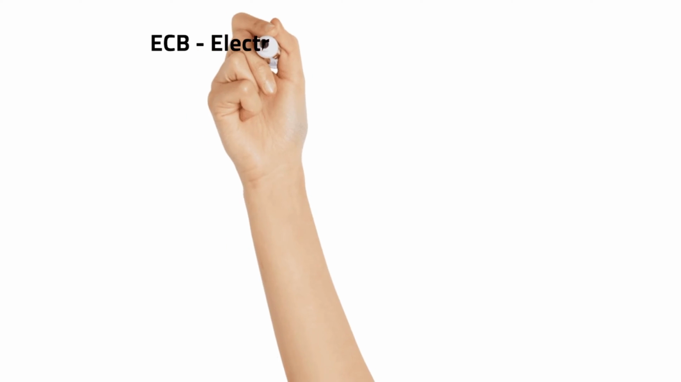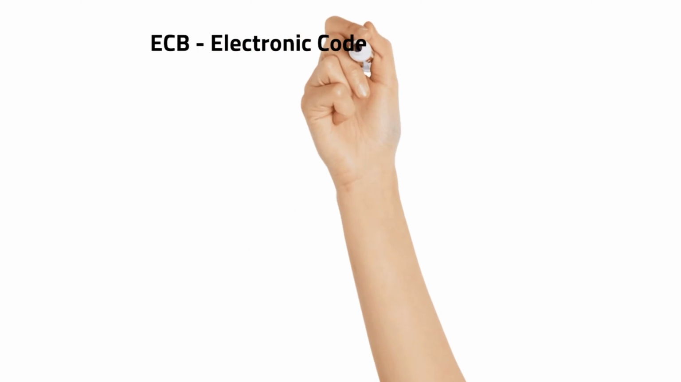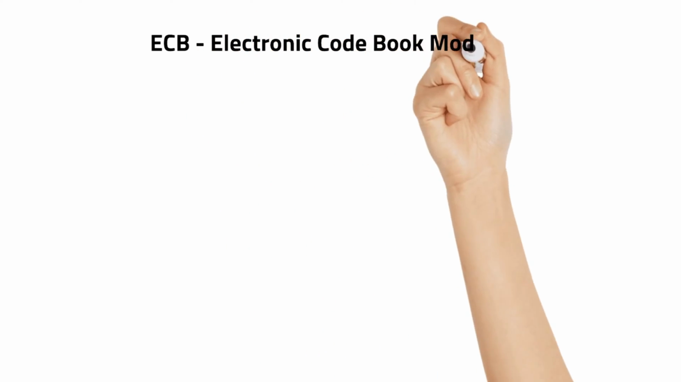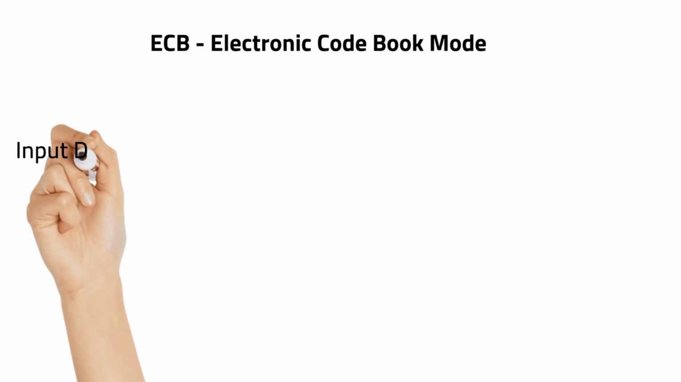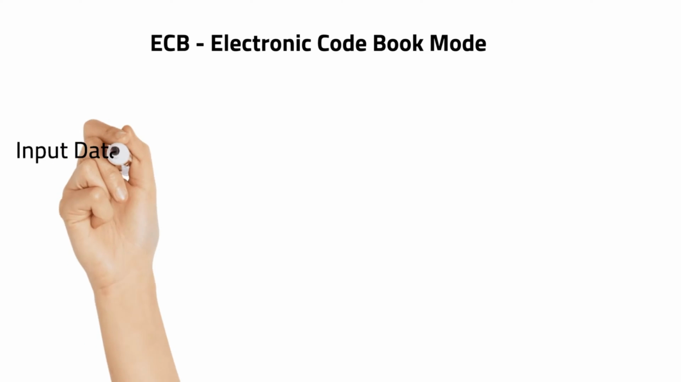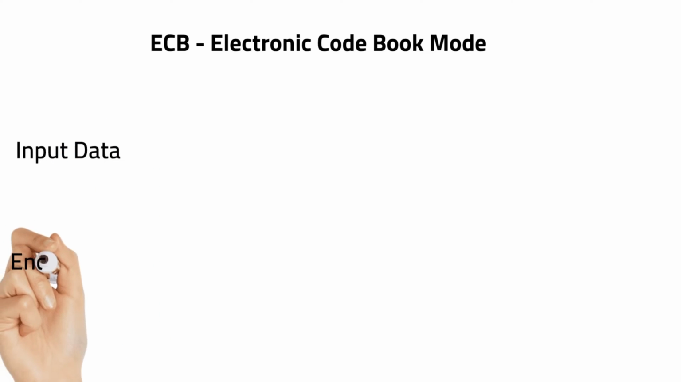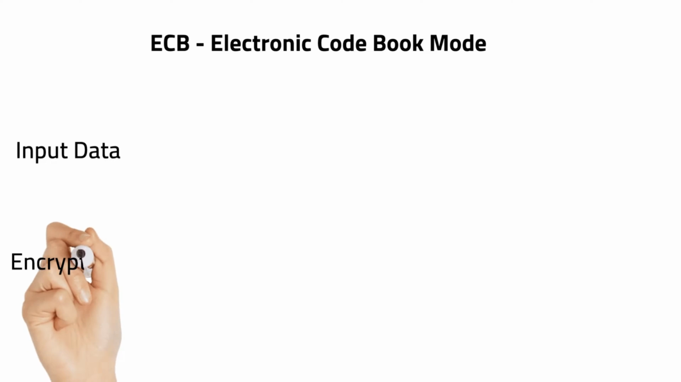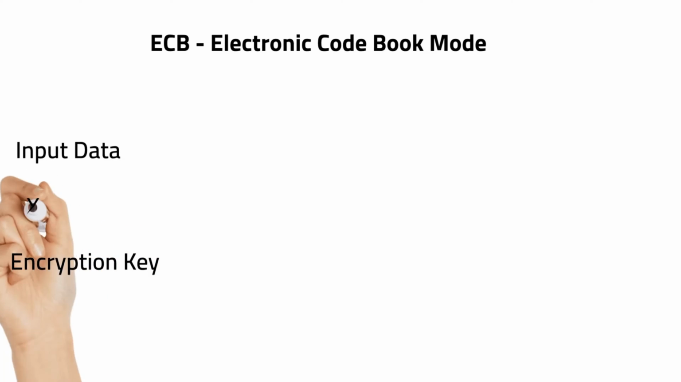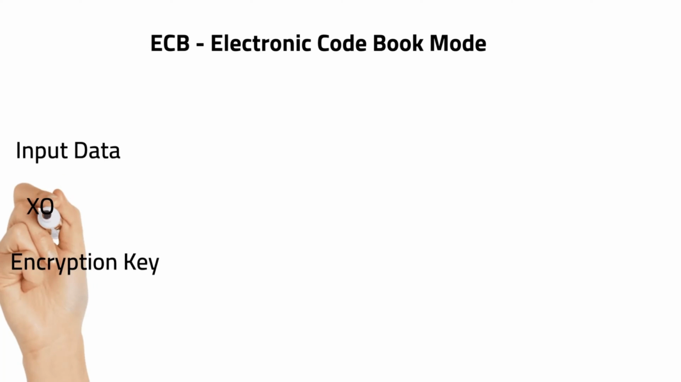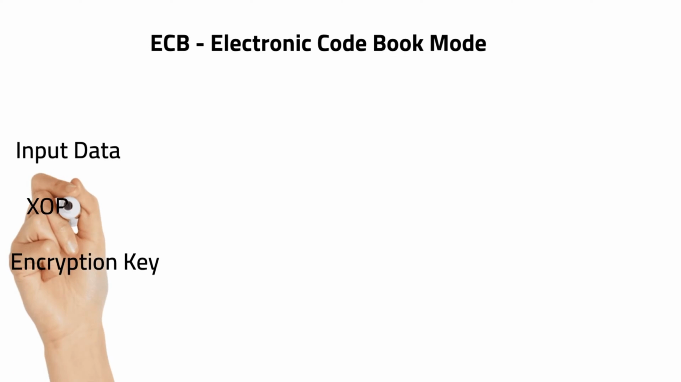Let's see first electronic codebook mode. It is the simplest mode to understand, but least secure. Each time the algorithm processes a 64-bit block, it simply encrypts the block using the chosen secret key. This means that if the algorithm encounters the same block multiple times, it will produce the same encrypted block.